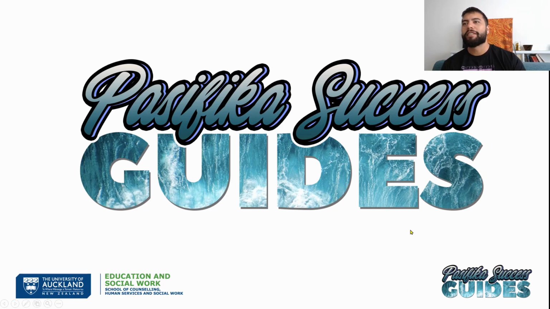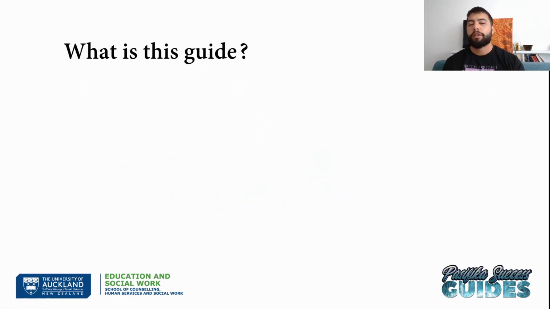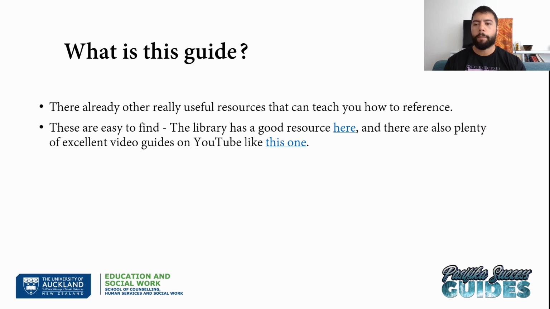In this one, I'm going to talk to you about citations and references. There's heaps of other good resources out there that teach you how to reference and can show you different kinds of styles, for example, APA style. I'll be focusing on APA style for most of this video. These other sources are freely available from the University of Auckland Library. There's a link that you can click on if you have the PDF of this presentation. And there's also really good YouTube tutorials that are better produced than this video, for sure.